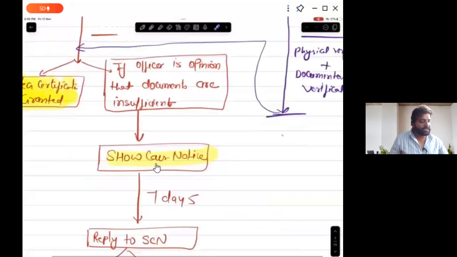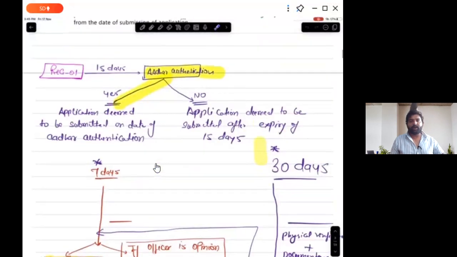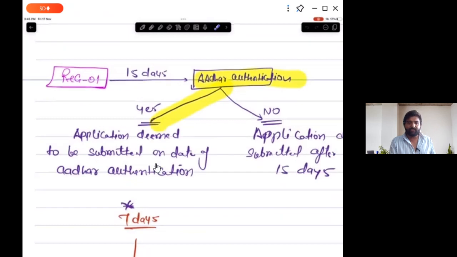So what is the exact procedure? Listen very carefully. It is again very interesting to understand. Look at the procedure. If we are applying for GST registration, I have told you that we need to apply within 30 days. Now, once I file the REG-01, I need to do an Aadhaar authentication process. Once I am filing the registration application, I need to go for the Aadhaar authentication process, and that Aadhaar authentication process I need to complete within 15 days.